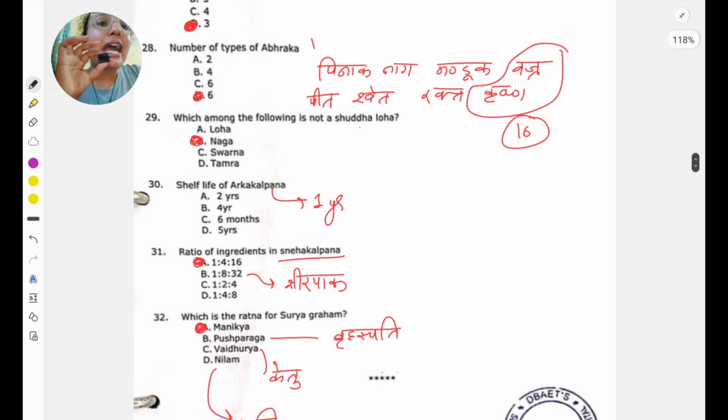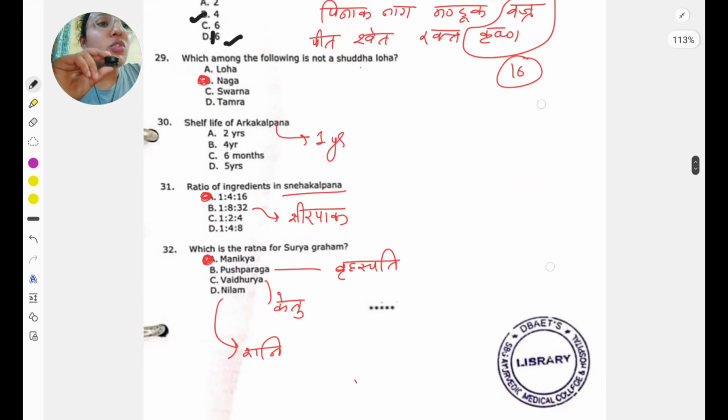Number of types of Abhraka: actually there are 16 types of Abhraka. The right answer will be 16, but here that option is not given, so you can click on 4. If we look at the pattern: Pinaka, Naga, Manduka, Vajra. Similarly Pita, Sveta, Rakta and Krishna. Pinaka has 4 colors, Naga has 4 colors. So based on that, 4 into 4, 16 types of Abhraka are there, but the option 16 is not given, so you can click on 4.